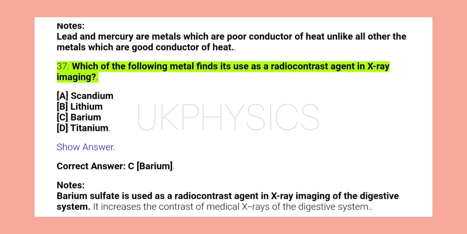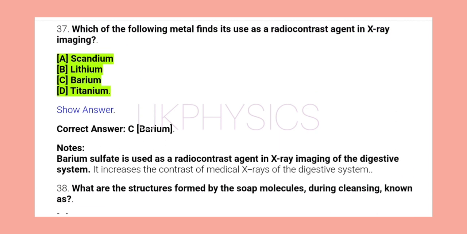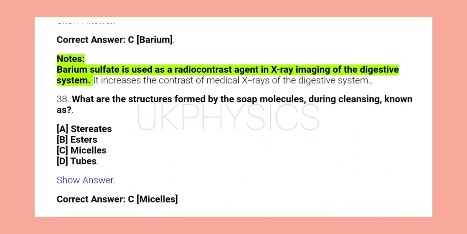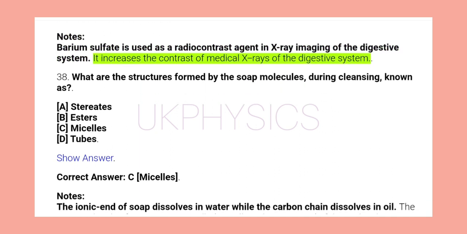37. Which of the following metals finds its use as a radio contrast agent in X-ray imaging? A. Scandium, B. Lithium, C. Barium, D. Titanium. Show answer. Correct answer, C. Barium. Notes: Barium sulfate is used as a radiocontrast agent in X-ray imaging of the digestive system. It increases the contrast of medical X-rays of the digestive system.